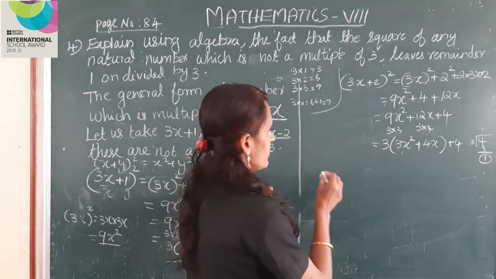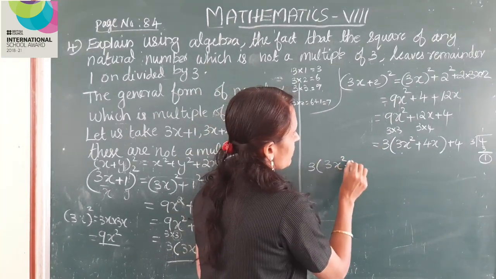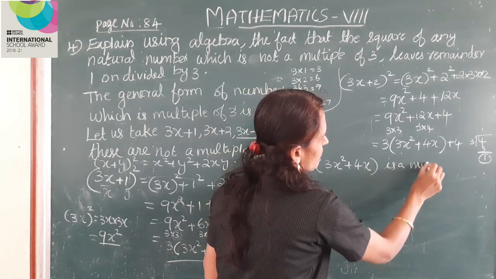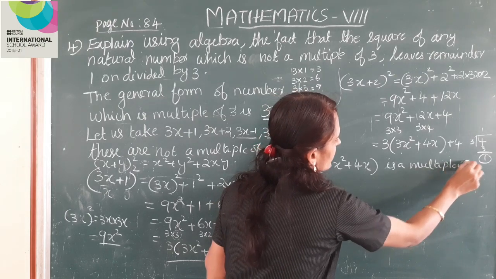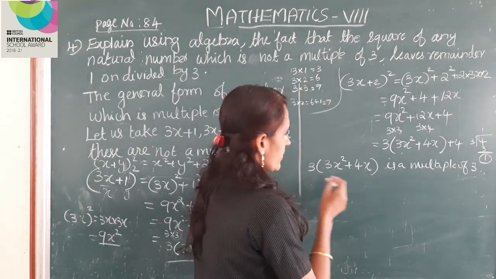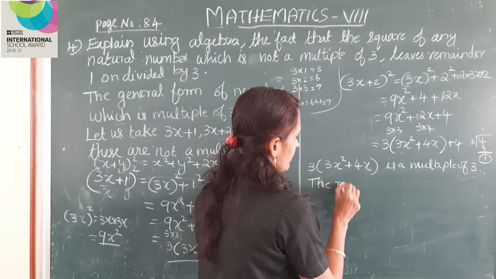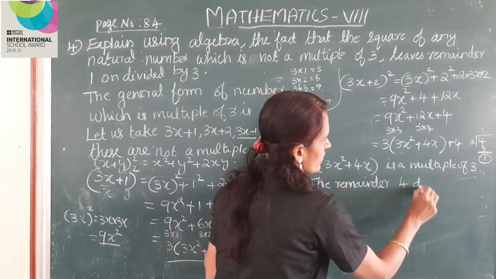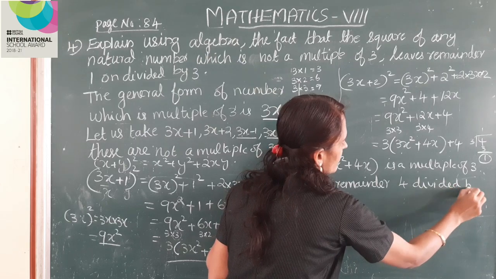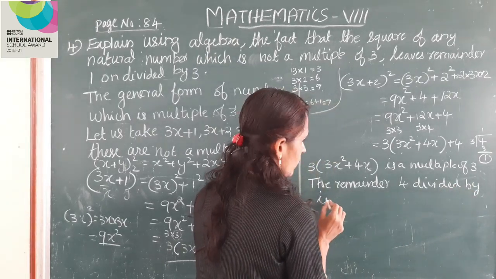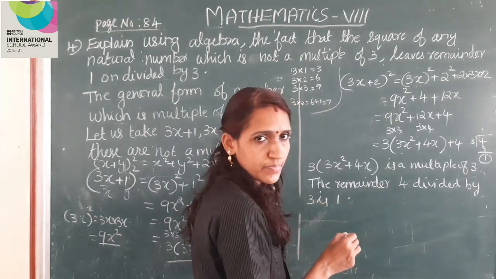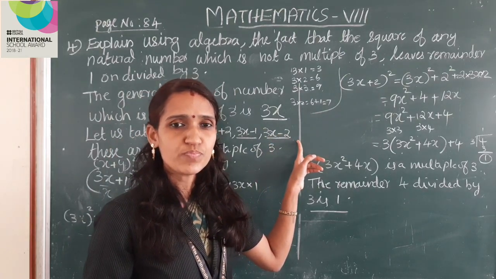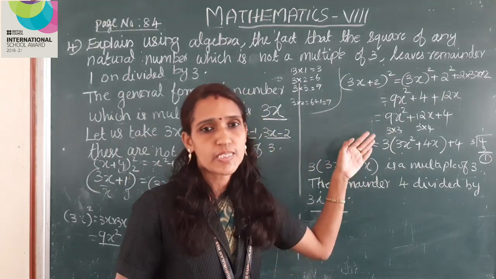Okay, here 3 into 3x square plus 4x is a multiple of 3. The remainder, 4 divided by 3, is 1. Using 3x minus 1 and 3x minus 2 also we can reach the same result.